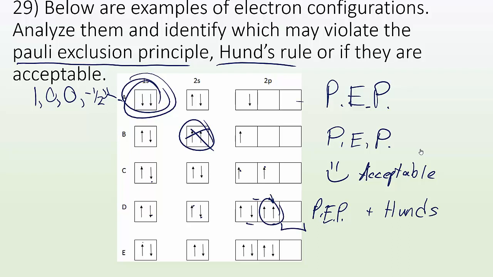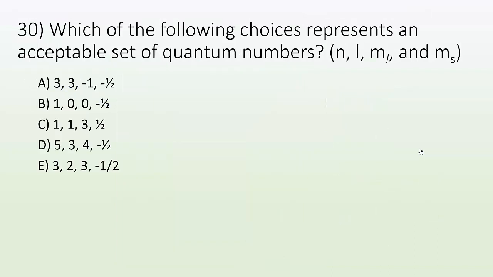Now the last one, we got up, down, that's good. Up, down, that's good. Up, down, empty. Nope, that is a Hund's rule violation because this poor fella didn't get any mac and cheese because somebody went back and got seconds before everybody got their firsts. So they were rude, all right? So don't be rude.